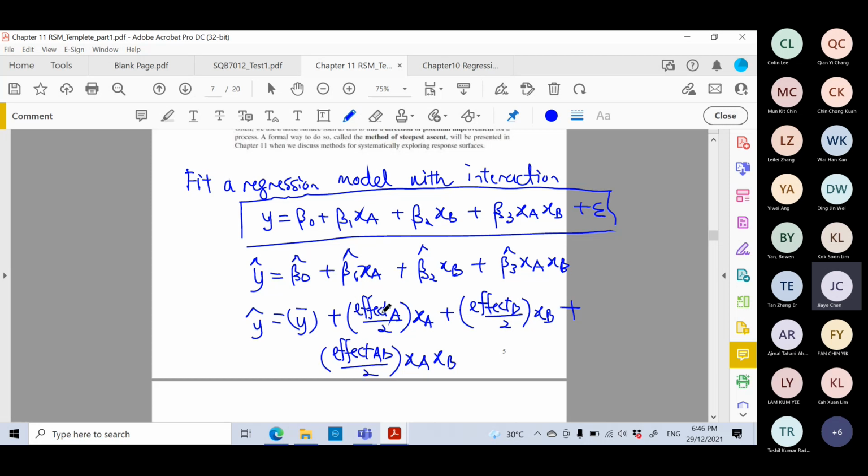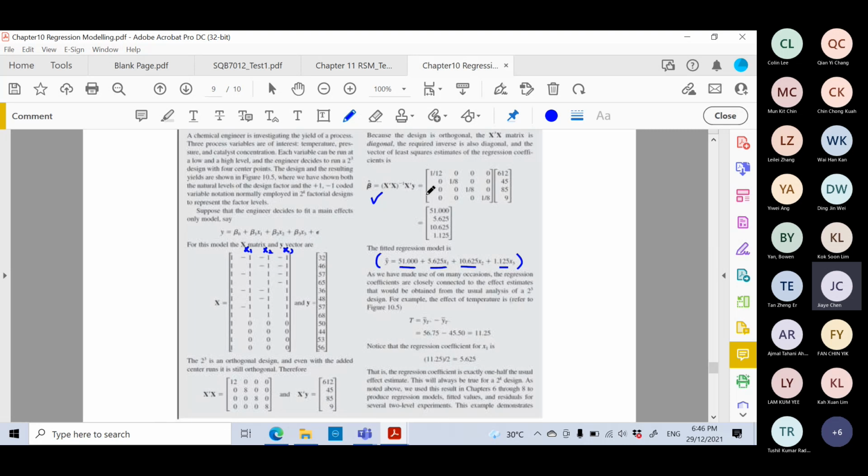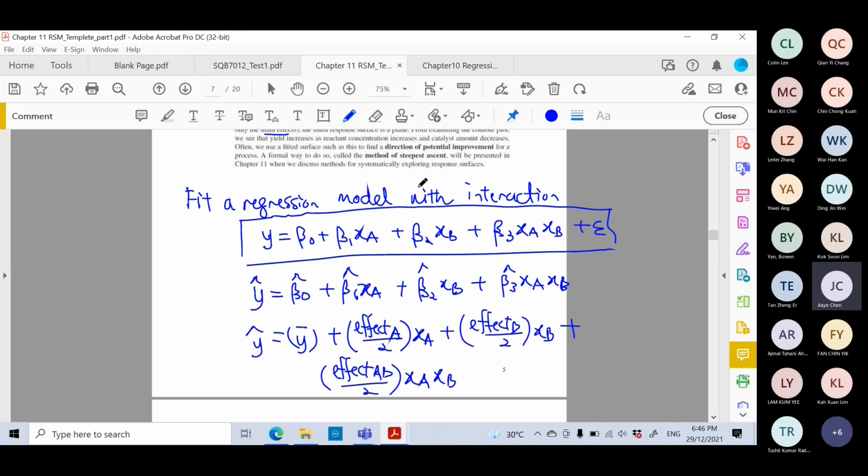So how to calculate the effect in the 2 power k factorial design you have studied before. In this chapter we will concentrate on the 2 power k factorial design. Therefore, for our fitted equation here, we don't necessarily need to use what you have used here to calculate the beta hat. So this one is the first example I will go through with you.